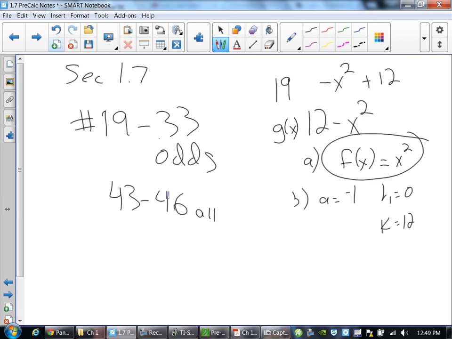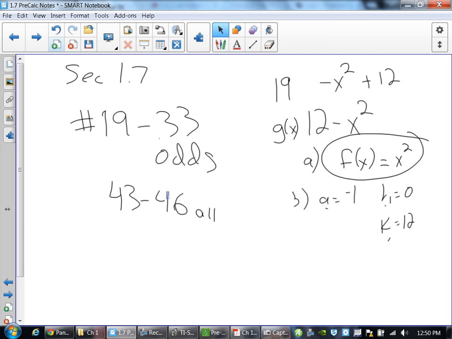That's what you're looking to be able to do. I would try and figure out what your a, h, and k are. Remember that if a is negative, it's been flipped. If a is negative 3, it's been multiplied and gotten skinnier. The h and the k tell you if you move left or right, up and down.